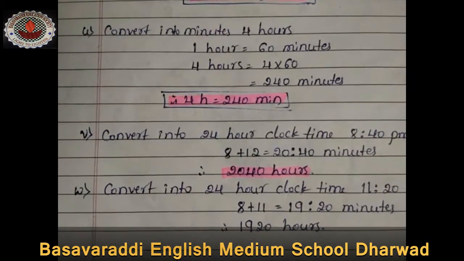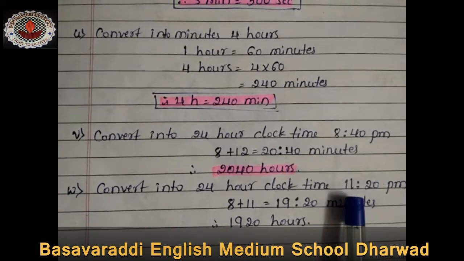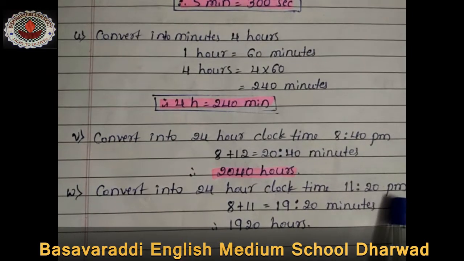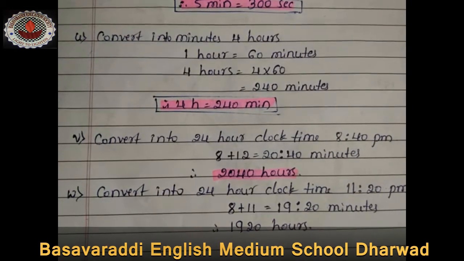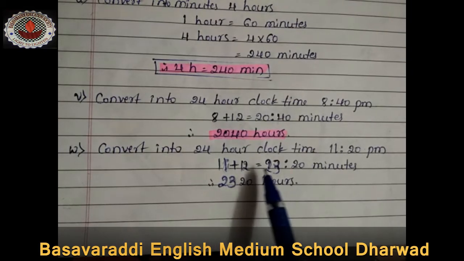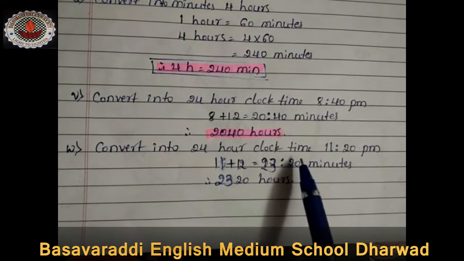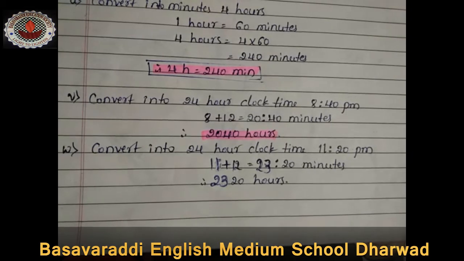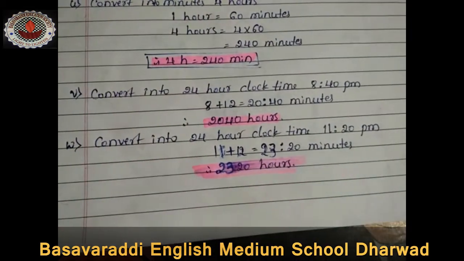Next, the W question, convert into 24-hour clock time. The question is 11 hours 20 minutes PM. PM is post meridian. So add 11 plus 12 is equal to 23 hours 20 minutes. So converted into the 24-hour clock time, that becomes 2320 hours. The answer is 2320 hours.